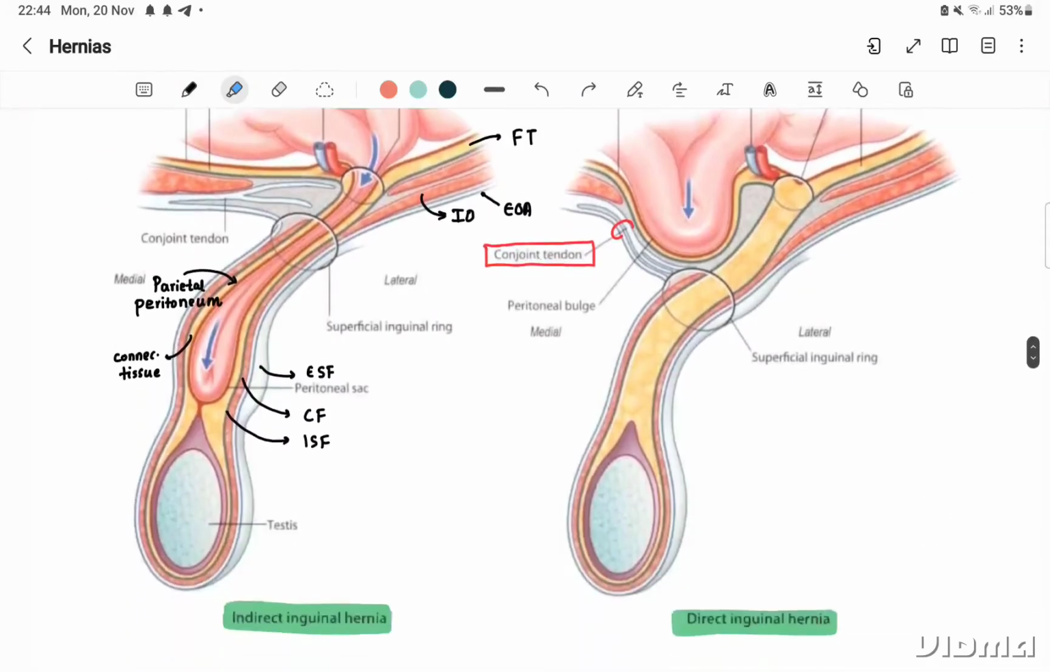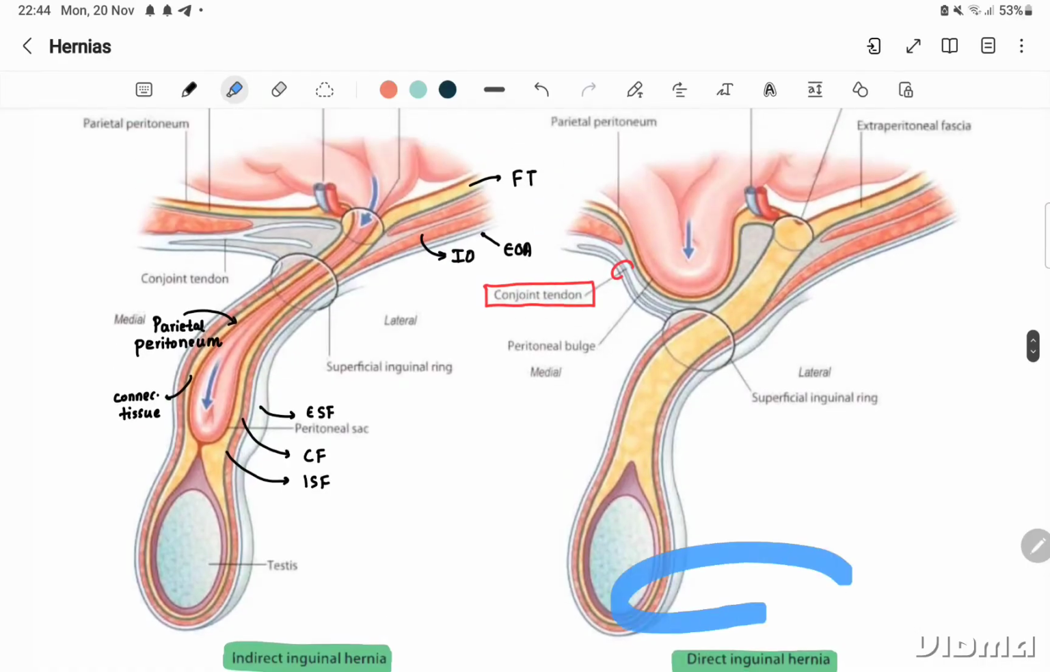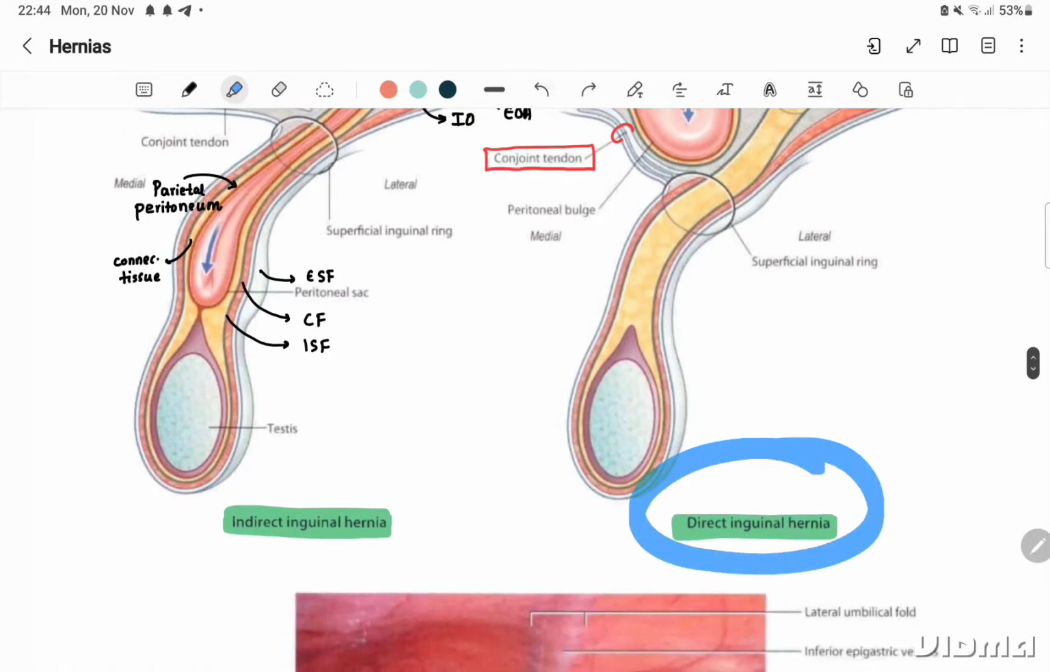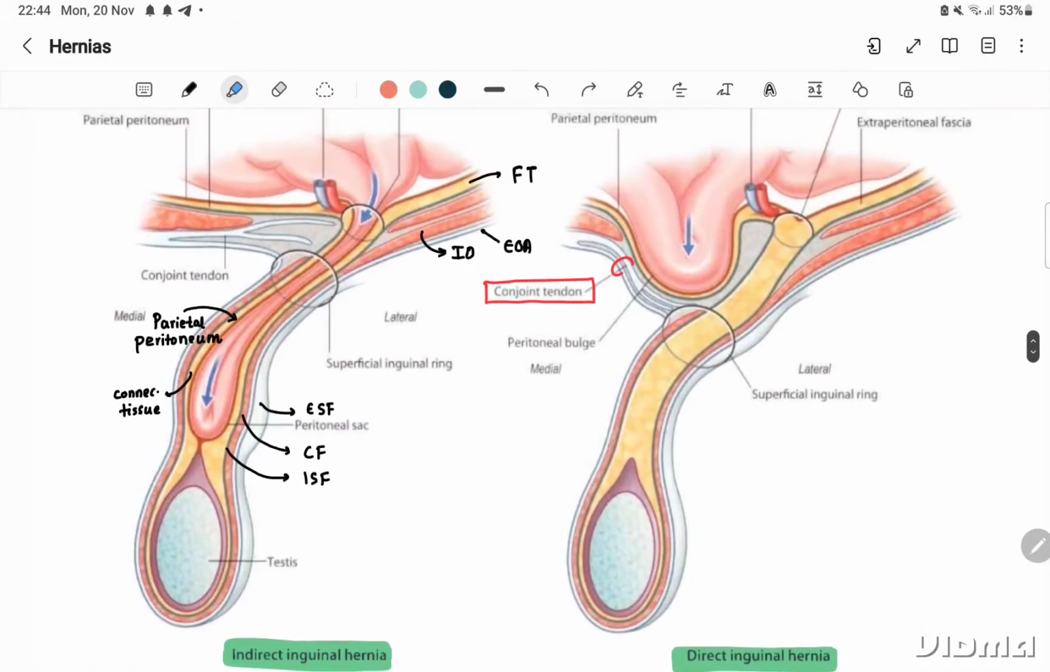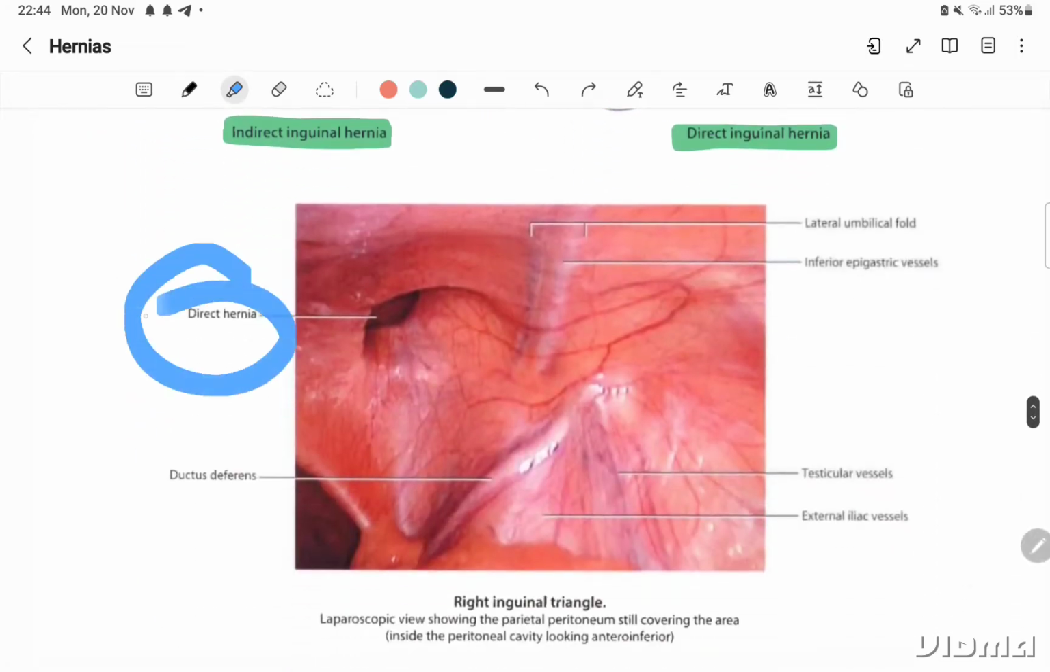So this is the indirect inguinal hernia, and this is a direct hernia. Understood? You can just observe the things that are there. And here you have another direct hernia, how it appears in the laparoscopic view.